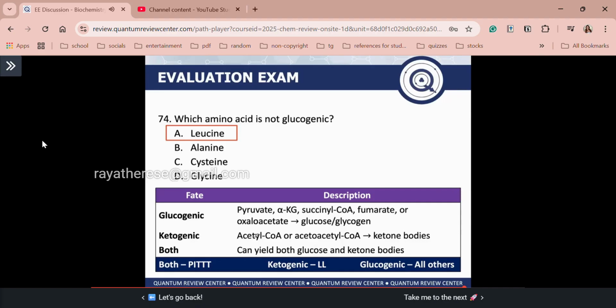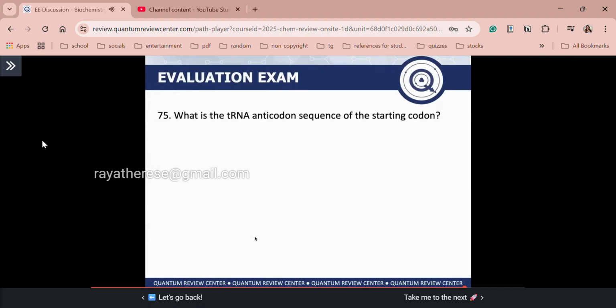Now let's proceed with item number 75. What is the tRNA anticodon sequence of the starting codon? Remember, our starting codon is 5' AUG 3'. So this is your starting codon, not the tRNA anticodon. So wrong na yan, class. The answer should be complementary with our starting codon. If this is our starting codon, then here should be the 3'. They should be complementary: paired with A is U, with U is A, and lastly with G is C, and complementary with 3' is 5'.